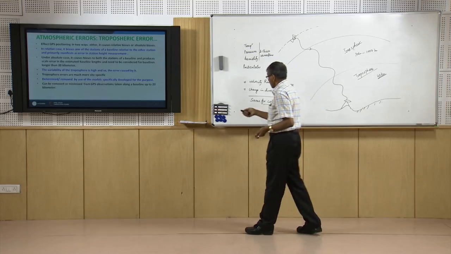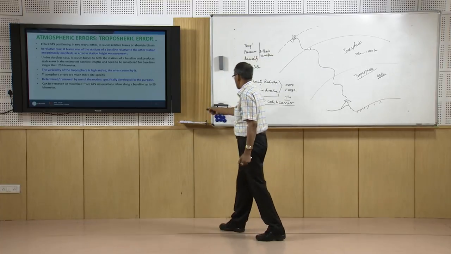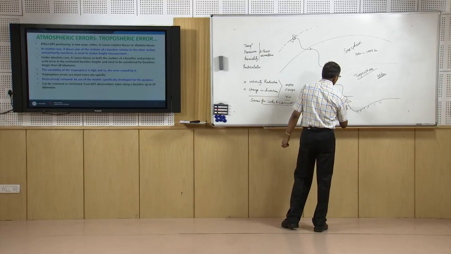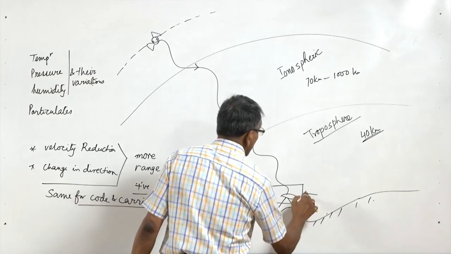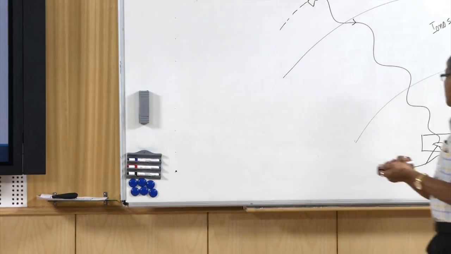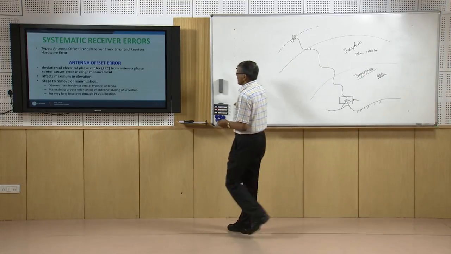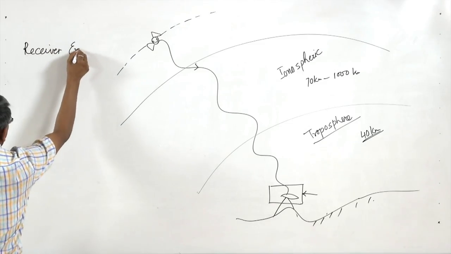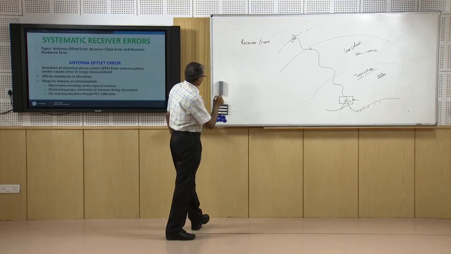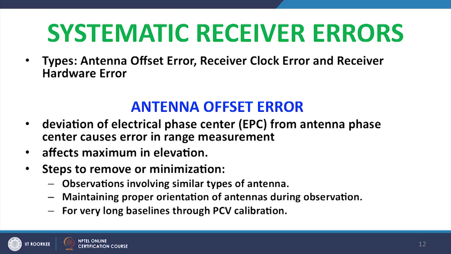Now, with this we can go to the next type of errors, that is the error that is around the GPS receiver. Now, let me discuss the third category of the systematic errors, that is the systematic receiver errors. Under this, there are three types of errors we will be discussing. The first one is called antenna offset error.